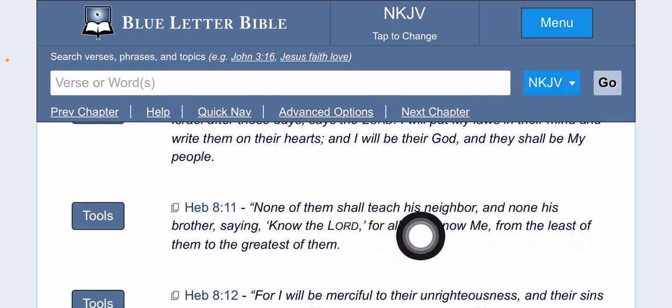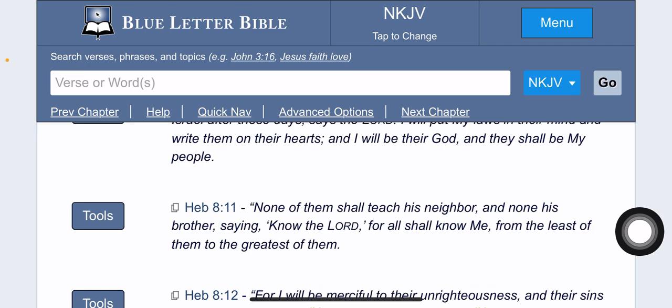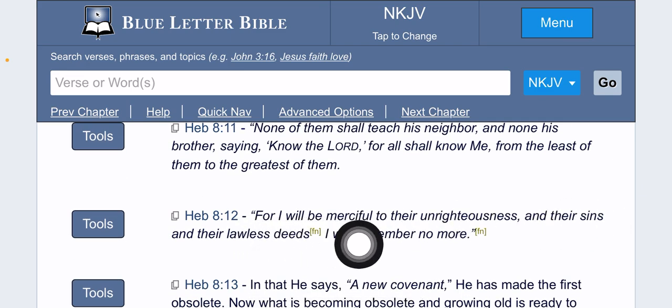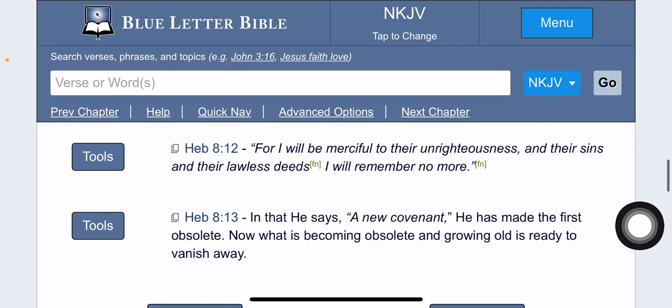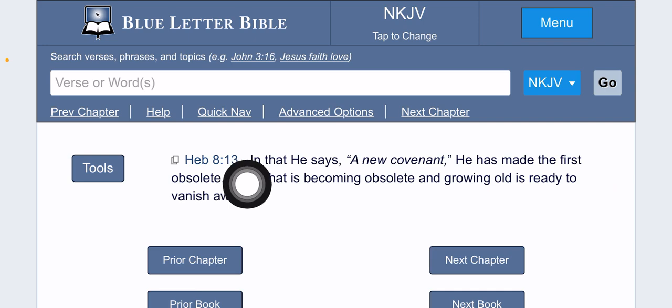None of them shall teach his neighbor and none his brother, saying, know the Lord, for all shall know me, from the least of them to the greatest of them. For I will be merciful to their unrighteousness and their sins, and their lawless deeds I will remember no more. Okay? In that, he says, a new covenant. He has made the first obsolete. Now, what is becoming obsolete, the growing old, is ready to vanish away.